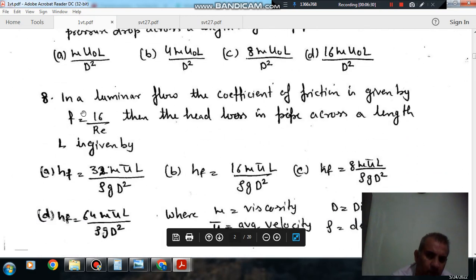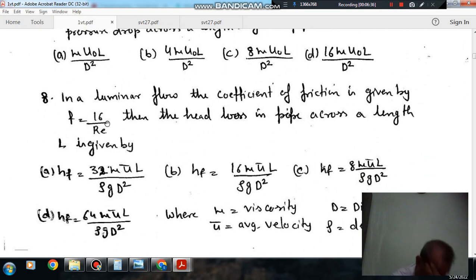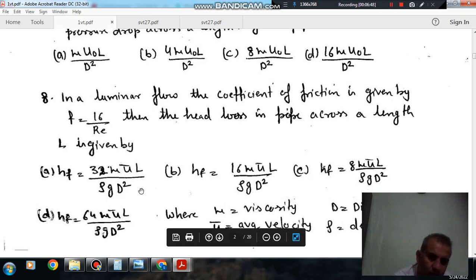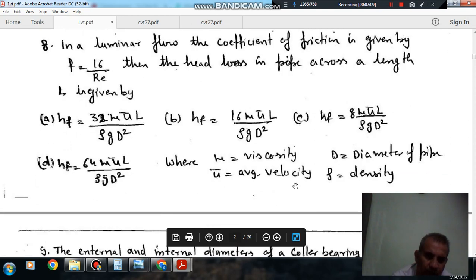Next, in a laminar flow, the coefficient of friction is given by f is equal to 16 by Re. Then the head loss in the pipe across a length L is given by: option A, hf = 32 mu u bar L by rho g d²; option B, 16 mu u bar L by rho g d²; option C, 8 mu u bar L by rho g d²; option D, 64 mu u bar L by rho g d², where mu is viscosity, d is diameter of pipe, u bar is average velocity, and rho is density.